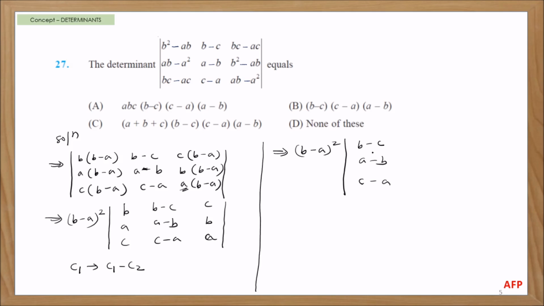Okay, a minus. So first column we have changed, the second column as it is, and third column also as it is. Okay, so if in any determinant two rows or columns are the same, then the determinant value is 0. Okay, so 0 is the answer. None of these is the option.